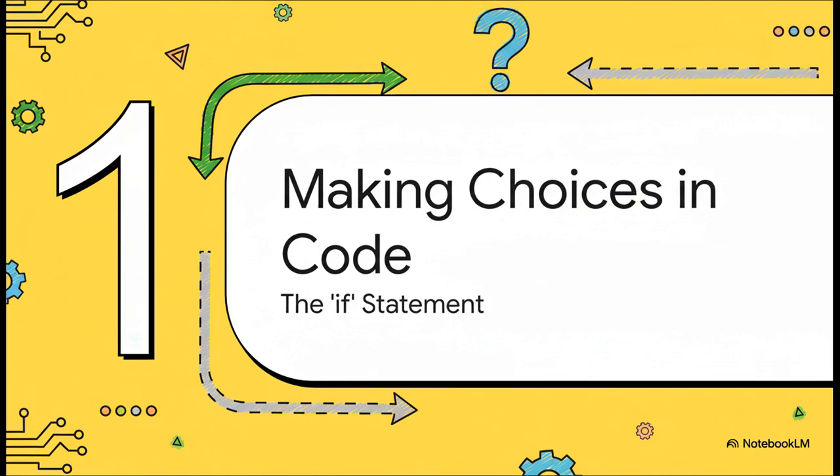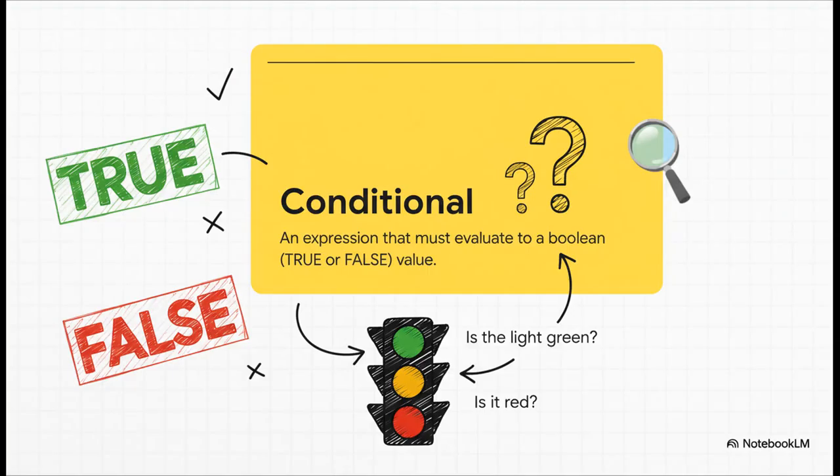It asks a quick question, and based on the answer, it either takes a new path or it just keeps chugging along. Now, that little question the if statement asks, that's called a conditional. And here's the absolute key. The answer can only ever be one of two things: true or false. That's it. In the programming world, we call this a Boolean value. It's a beautifully simple concept. Is the light green? True. Is it red? False. That's all the computer needs.